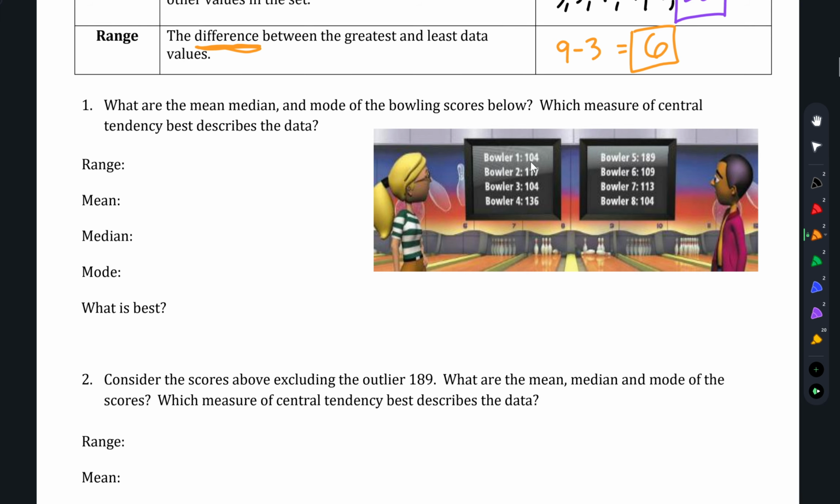So I'm going to start with the smallest number, 104. I'm going to keep going. The next smallest is also 104. The next smallest is also 104. Then 109. And then 113. Then 117, 136. And the largest one is 189. Everybody got it from least to greatest?